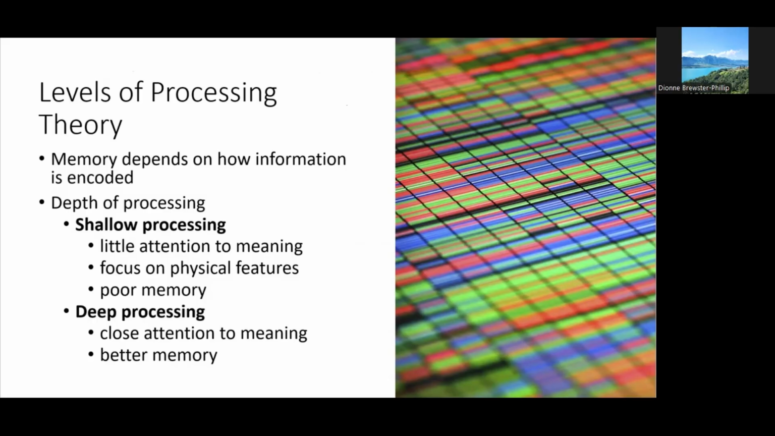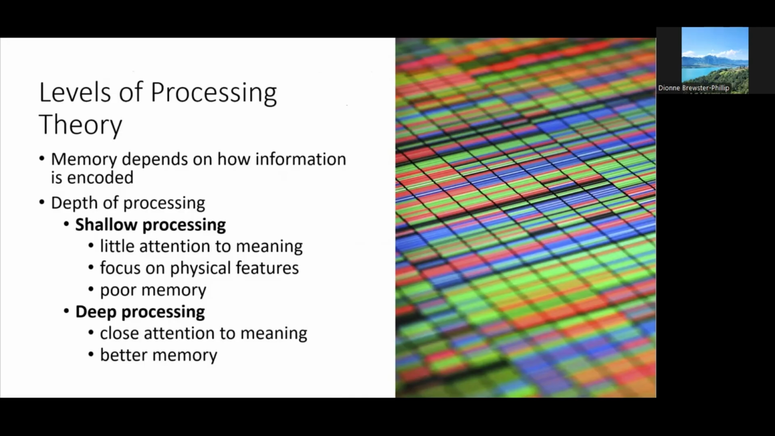With shallow processing, this is where we may pay little attention to the meaning of the information. We may focus on the physical features, for example, the font it has been written in, the color, the shapes, the text, right? And this is usually a less effective way of encoding information. So with shallow processing, it usually involves little attention to meaning, like when you're repeating the phone number over and over, so you're not really focusing or attending or making linkages with other or previous knowledge, right?